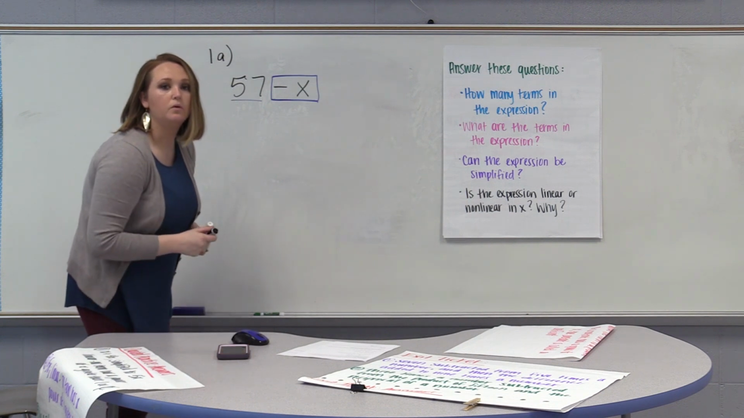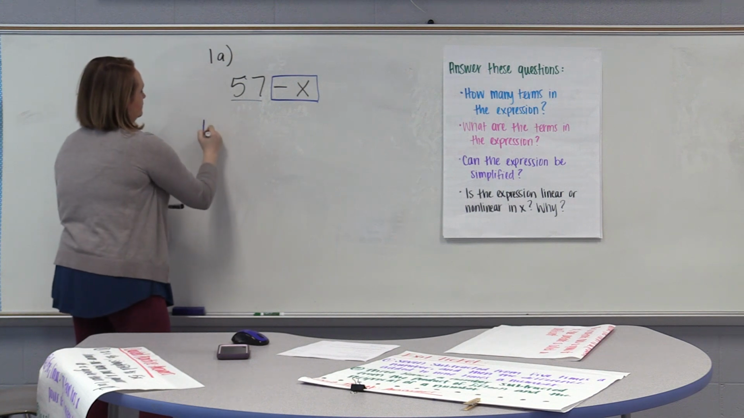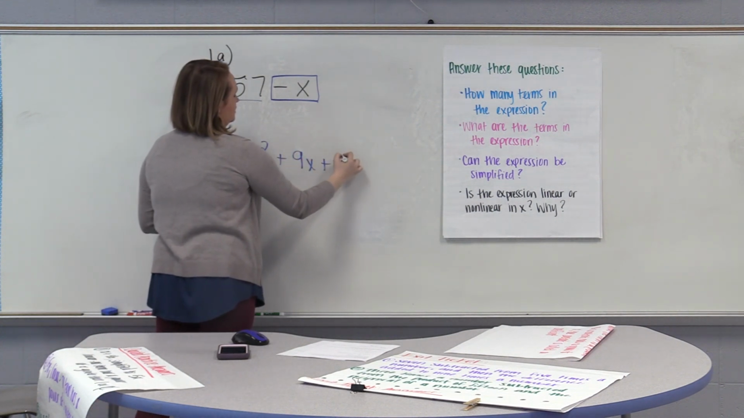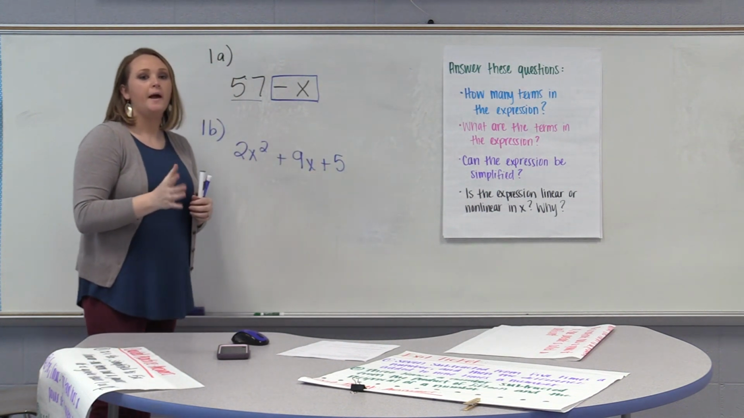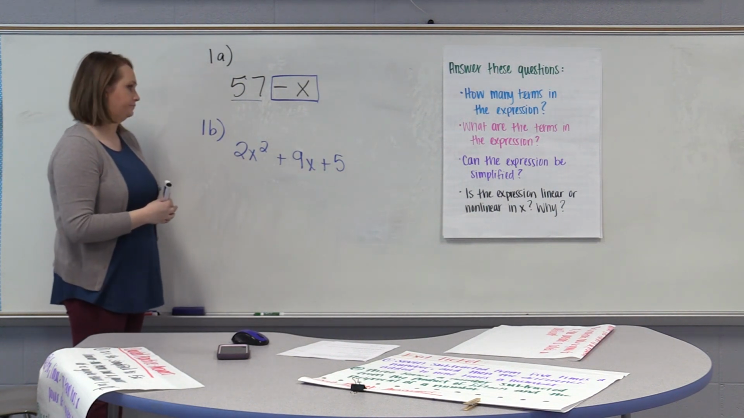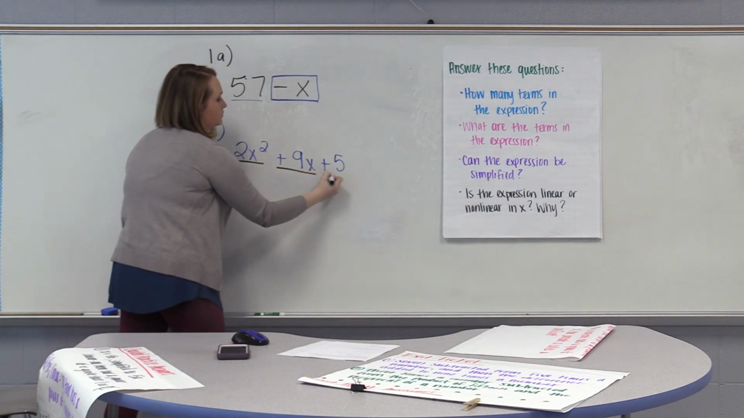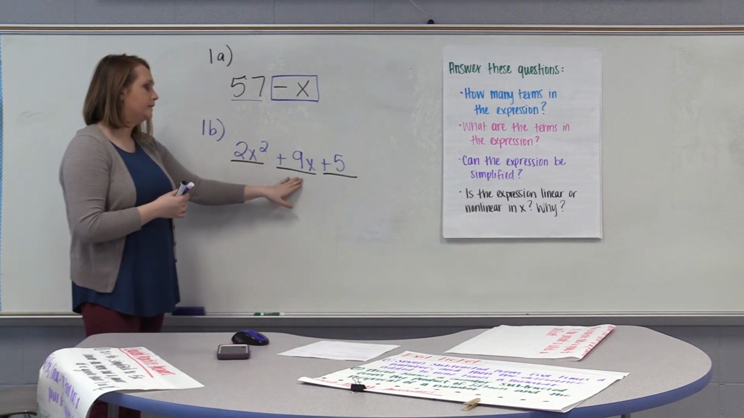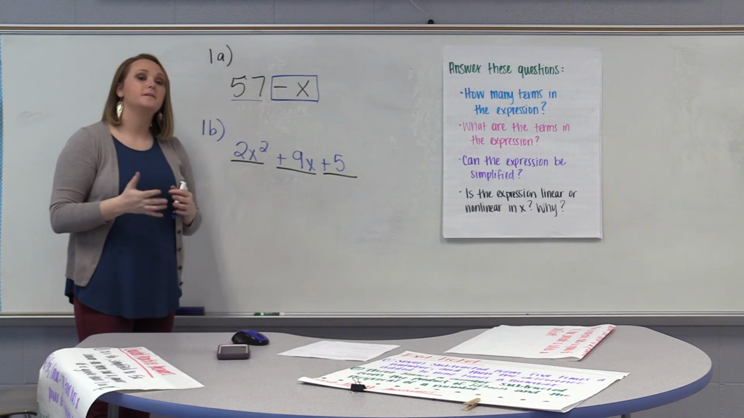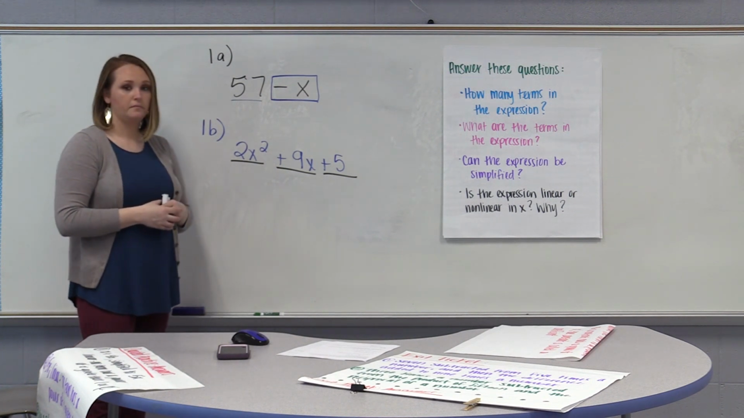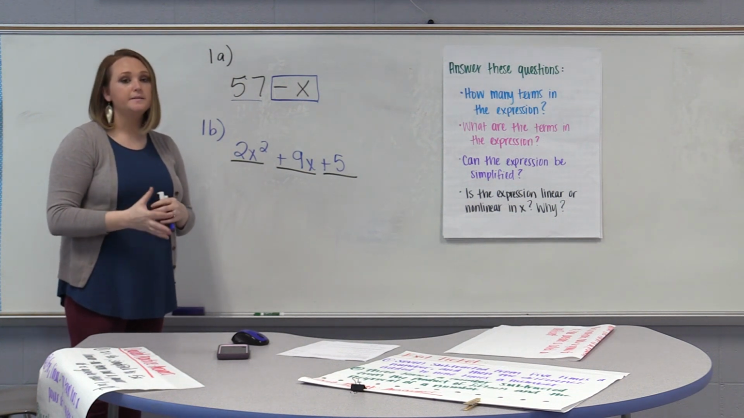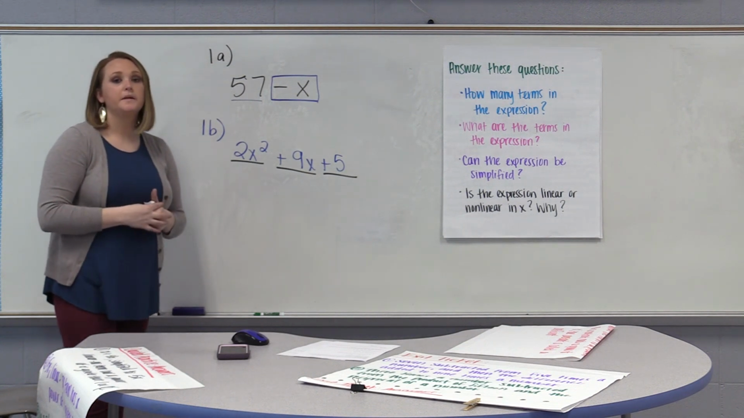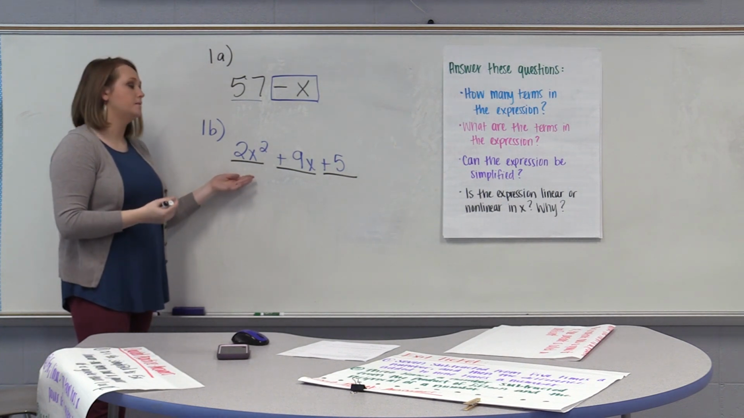Let's look at example 1b. So we've got 2x squared plus 9x plus 5. Let's answer our questions here. How many terms do you see? 3. 1, 2, 3. What are the terms? 2x squared, positive 9x, and positive 5. Can this expression be simplified? No, there are no like terms to combine. Is the expression linear or nonlinear? Nonlinear because the term 2x squared has an exponent or a power that is not 1 or 0.